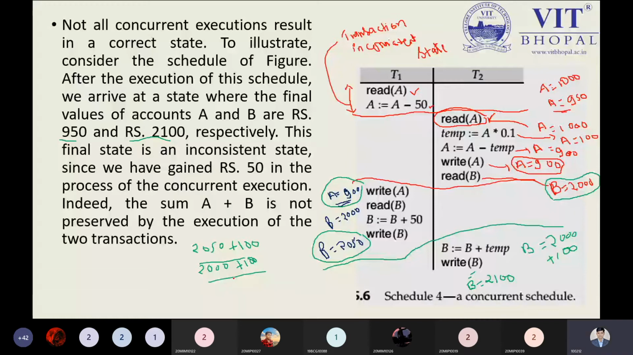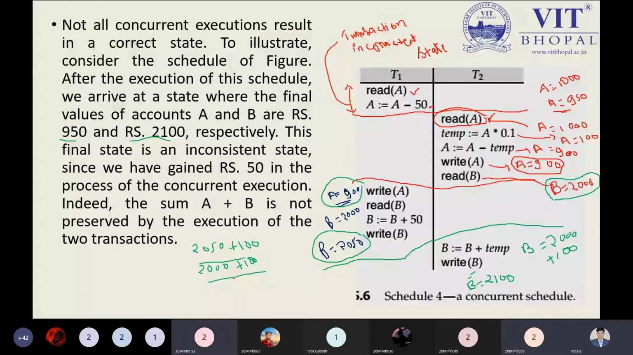This concept is clear. This is concurrent scheduling, because you are moving from T1 to T2 or T2 to T1, and then T2 again goes back to T1, and this process goes on in our system as well. Now this is clear to all, right?